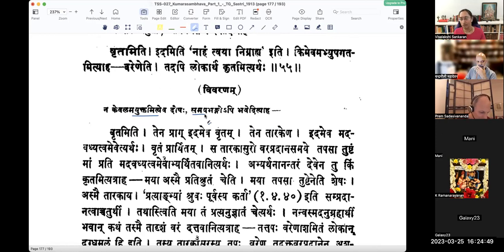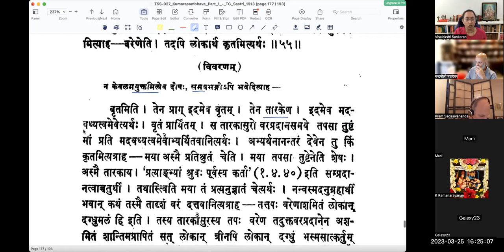So na kevalam ayuktam, it was not only inappropriate for me to kill, it was also not the right time, and it would have destroyed the system that was going on in the world. Tena prak idameva vritam, tena tarakena idameva mad avadhyatvam, maya avadhyatvam eva tena vritam prarthitam. Satarakasurah varapradana samaye tapasa tushtam mam prati mad avadhyatvam eva abhyarthitavan ityarthah.